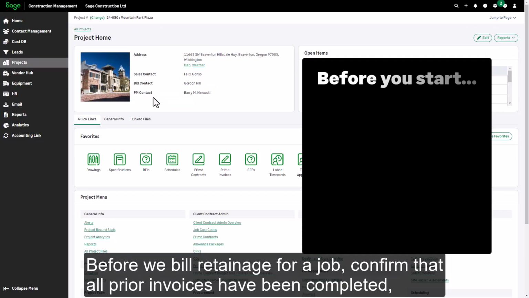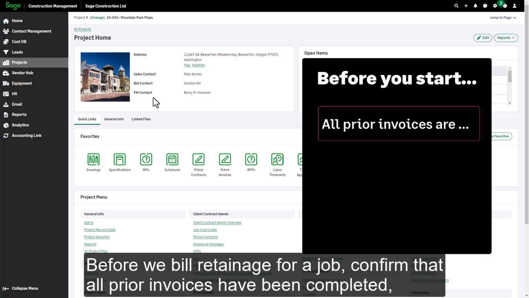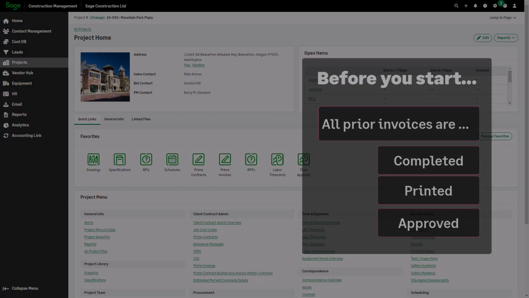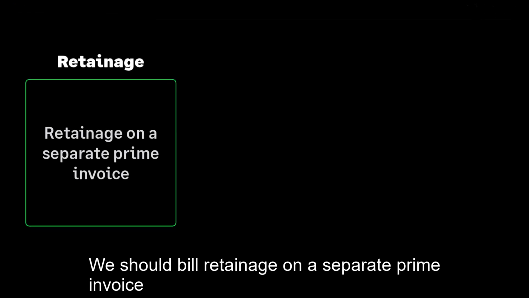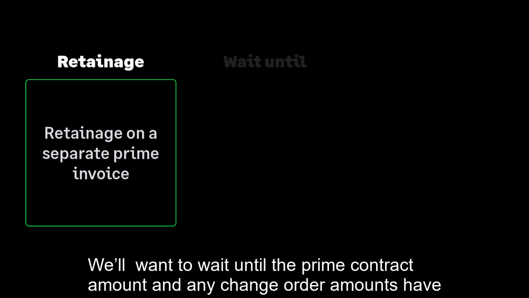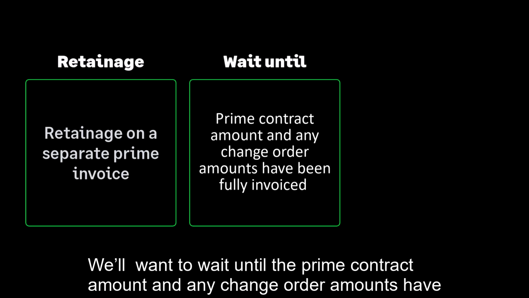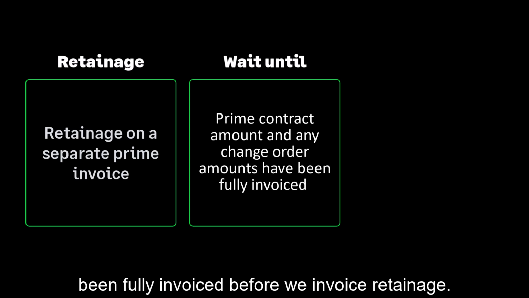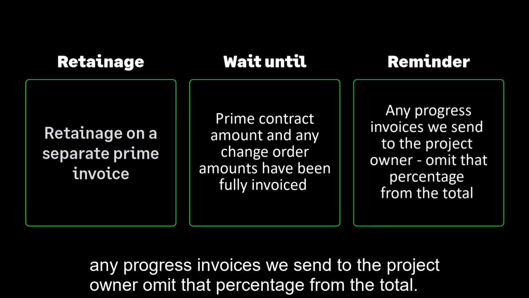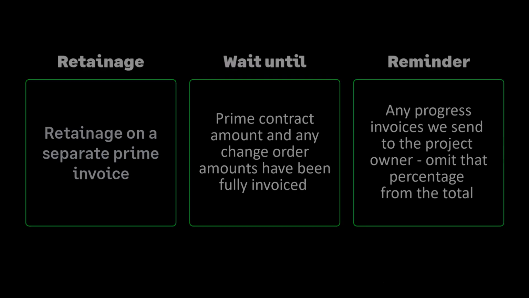Before we bill retainage for a job, confirm that all prior invoices have been completed, printed, and approved. We should bill retainage on a separate prime invoice from any cost invoices we issue for the work completed. We'll want to wait until the prime contract amount and any change order amounts have been fully invoiced before we invoice retainage. As a reminder, when our prime contract setup includes a retainage percentage, any progress invoices we send to the project owner omit that percentage from the total.